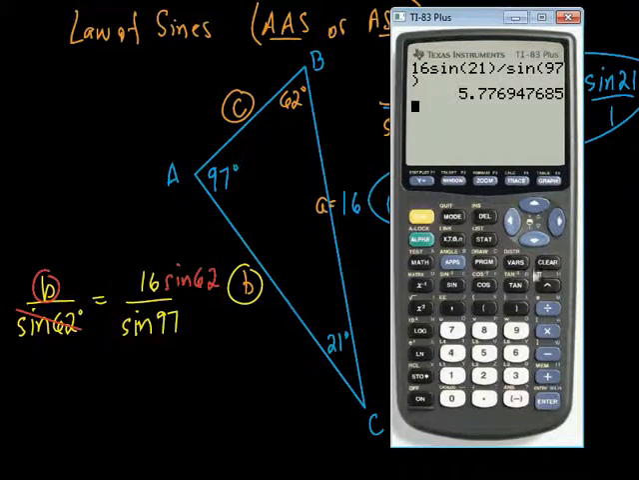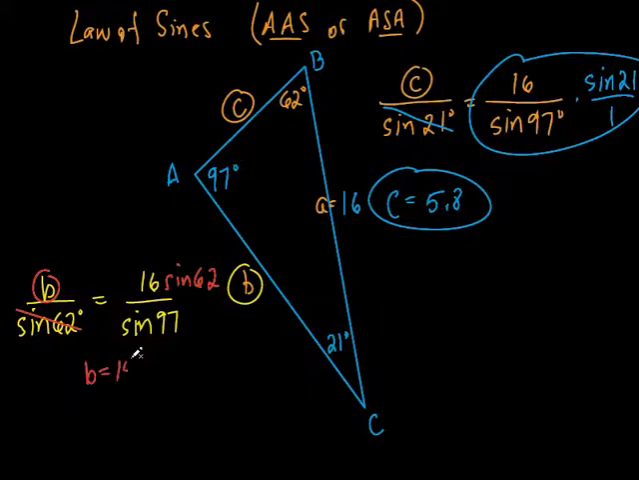So let's do that. It's going to be 16 sine of 62 divided by the sine of 97. And that'll give us that third side, that side B. There it is, 14.2, right? Rounded to the nearest tenth, it says. So we're going to make it 14.2. So side B is 14.2. And that would go right here, right?